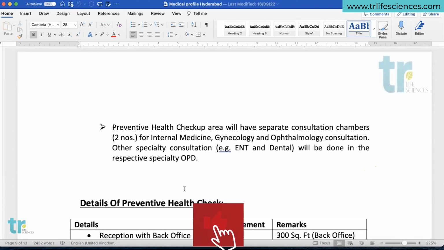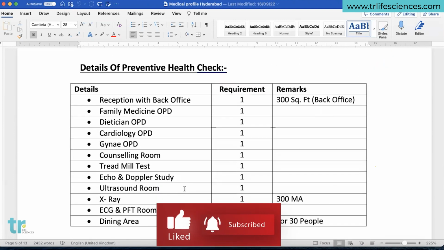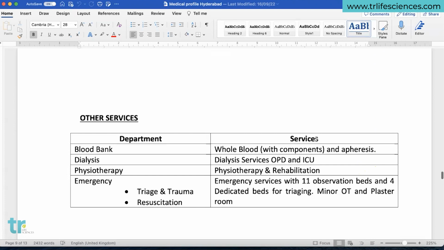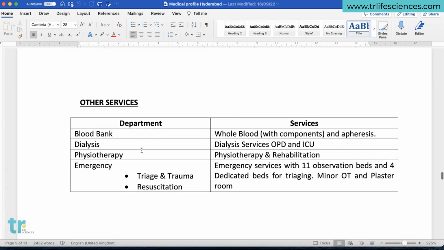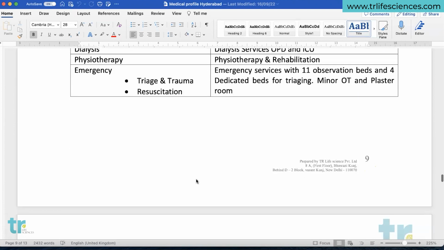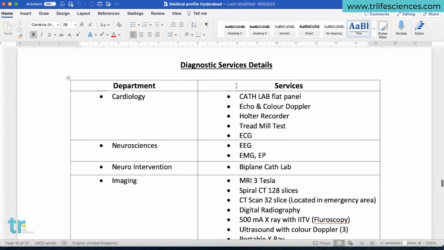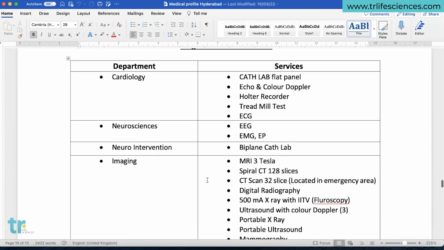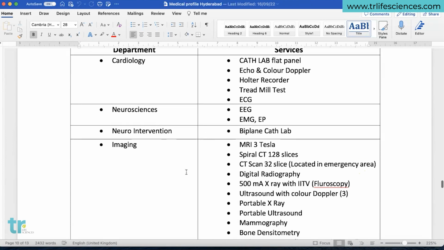Then the next one is preventive health checkup. That is the area we will require for preventive health checkup, dedicated and separate, so we give that detail to them. Then other services: blood bank, dialysis, physiotherapy, emergency, all departments are proposed. Then diagnostic service details capture the diagnostic equipment, because the architect needs to plan the spaces for that specific equipment. So we capture that in this table, department wise.